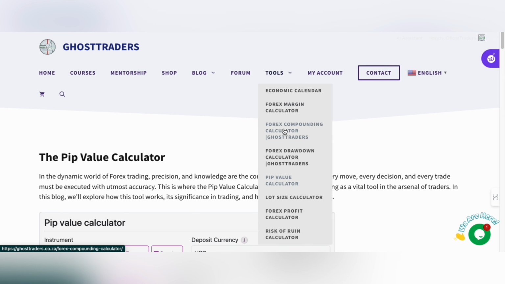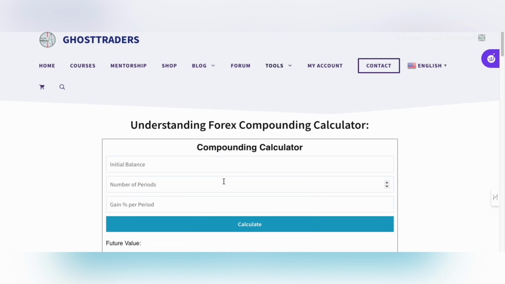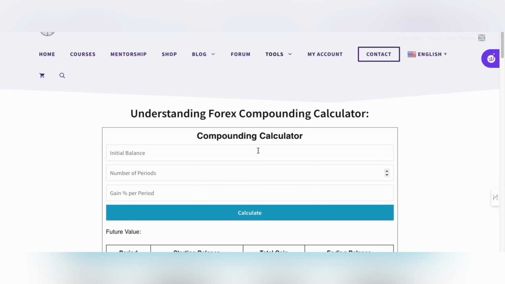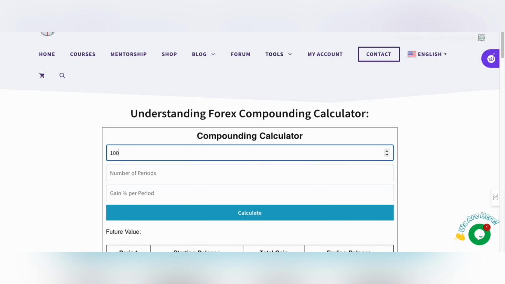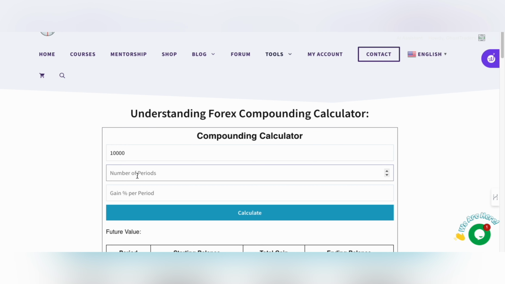And then also we have the Forex compounding calculator. Okay, so a lot of traders, whenever they think about Forex, they think about short-term gains and stuff like that. But if you think about this thing in a compounding way, let's say you target 5% per month. Let's say your balance is 10,000 US dollar that we're looking at. Then the number of periods, let's do monthly. Okay, so let's push our target to monthly. Let's say for 12 months.